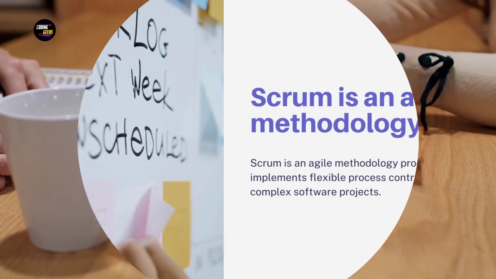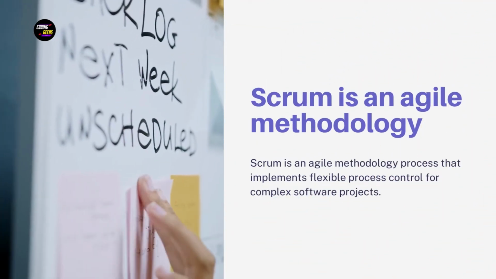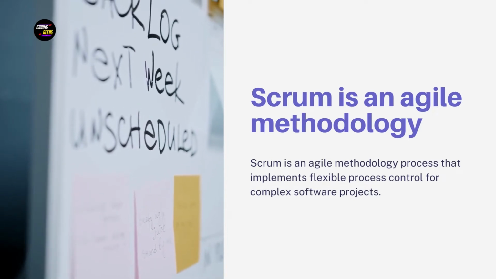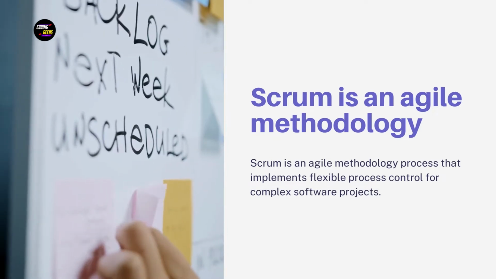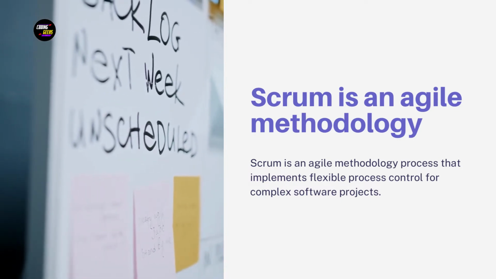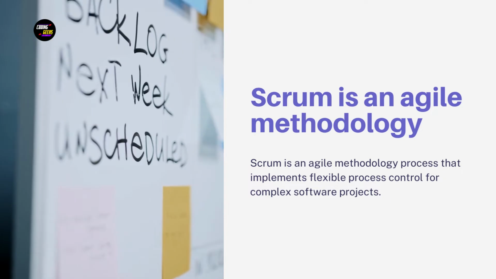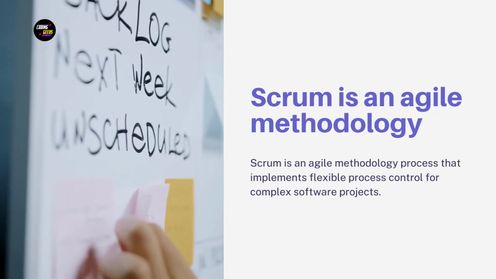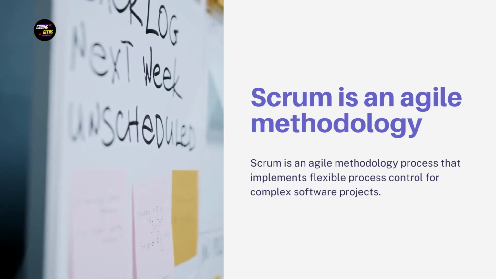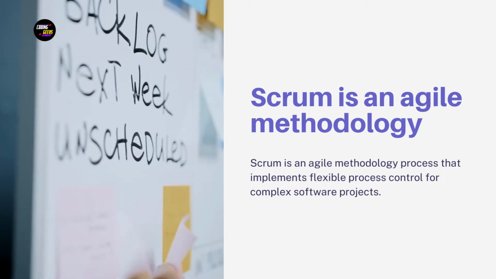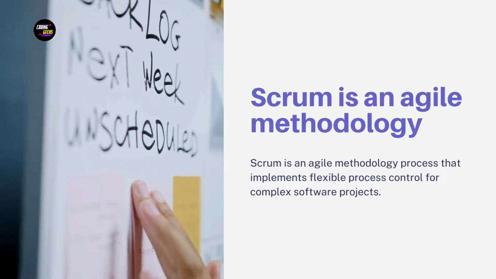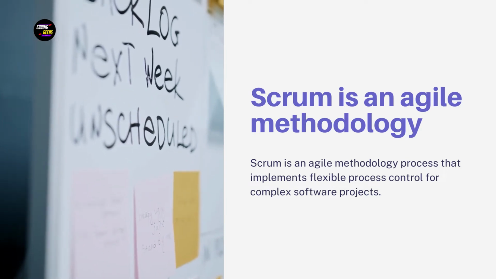Scrum is an agile methodology process that implements flexible process control for complex software projects. Tasks and projects are broken down into 2 weeks sprint. At the beginning of each sprint, the entire Scrum team meets together to decide what they hope to accomplish and who will be assigned which task. Throughout each sprint, Scrum teams continue to meet together to keep things moving smoothly.